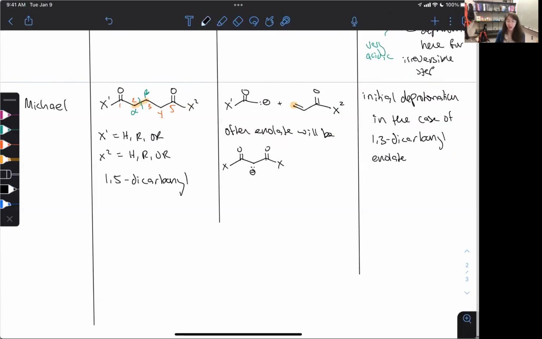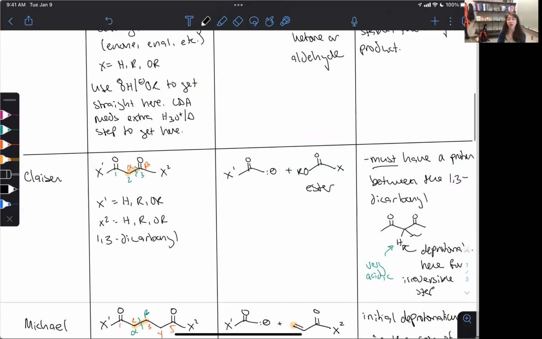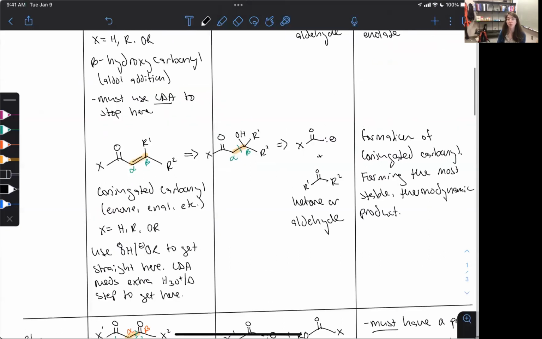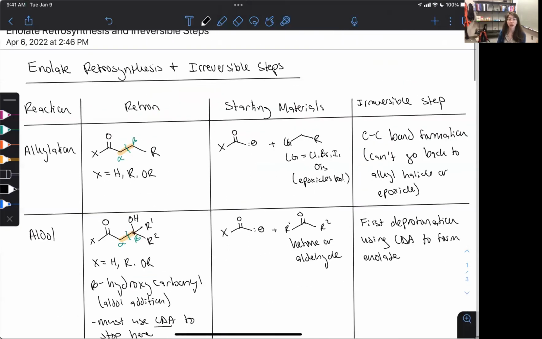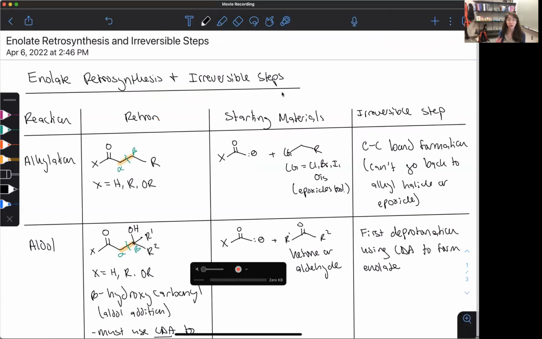So hopefully this helped to summarize some of those reactions a little bit more, put it in a bit more of a perspective of how we break these things down. What irreversible steps should we be thinking about? And getting going with some of those more challenging synthesis problems. So as always, let me know if you have any questions, and I will see you all later.